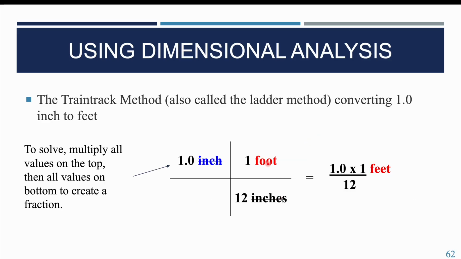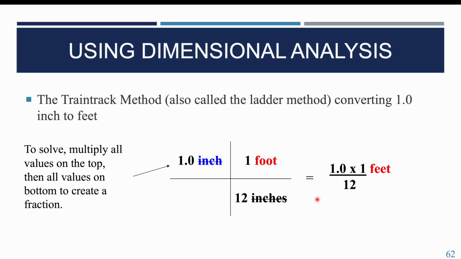Okay, and so then let's go about doing this. What we need to do is multiply all of the values on the top together. So that's what we have here. We have 1.0 times 1, and that is going to give us just 1. And then remember that this over here in the bottom left corner is equal to 1 with no units, and so we can just ignore it, and we can just say that the only thing we care about is the units and the numbers on the bottom right here.